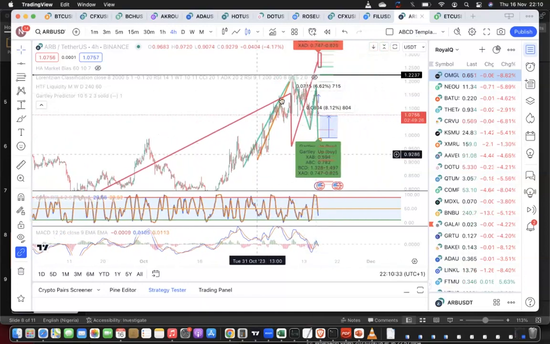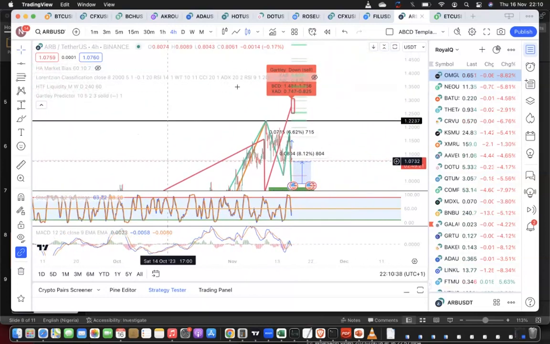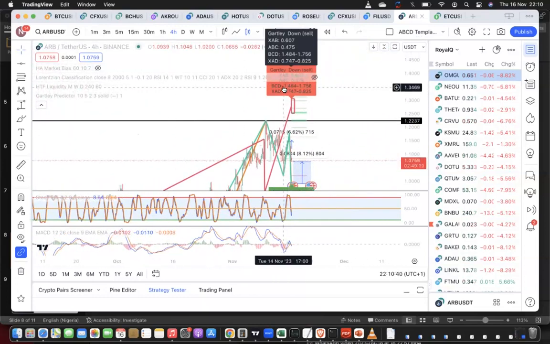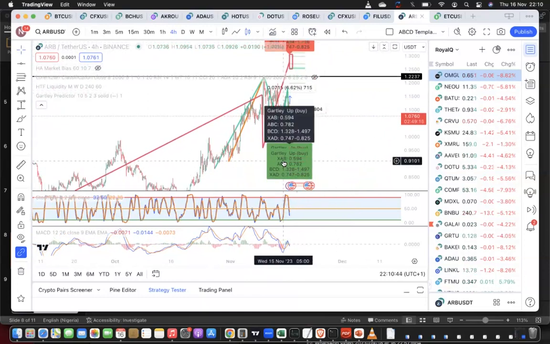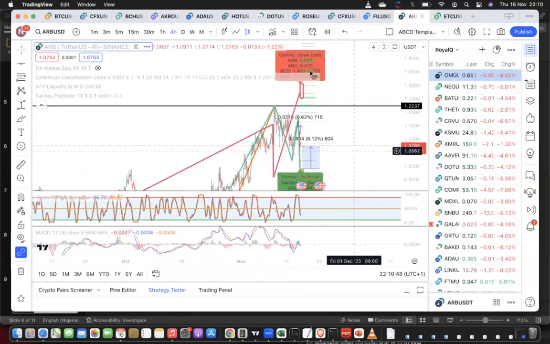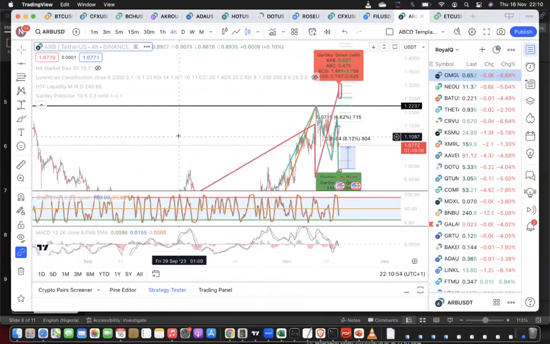This one's very clear. The M is very clear. This is really not too clear, but you can see it's clear from here, telling you down, sell, while this one is telling you up, buy. So this is bullish Gartley, and this is obviously a bearish Gartley. A lot of calculations have gone into this thing. So the bottom line is that there's a downward trend.